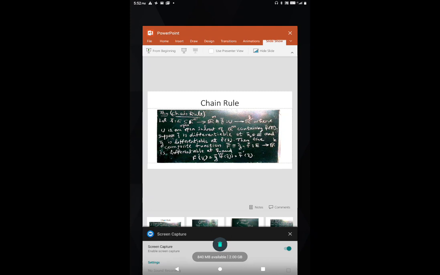If y is a function of x and z is a function of y, then z is a function of x and dz by dx is equal to dz by dy into dy by dx. That is the chain rule. How it works in the case of functions of several variables, and its proof, are what we are going to discuss today.